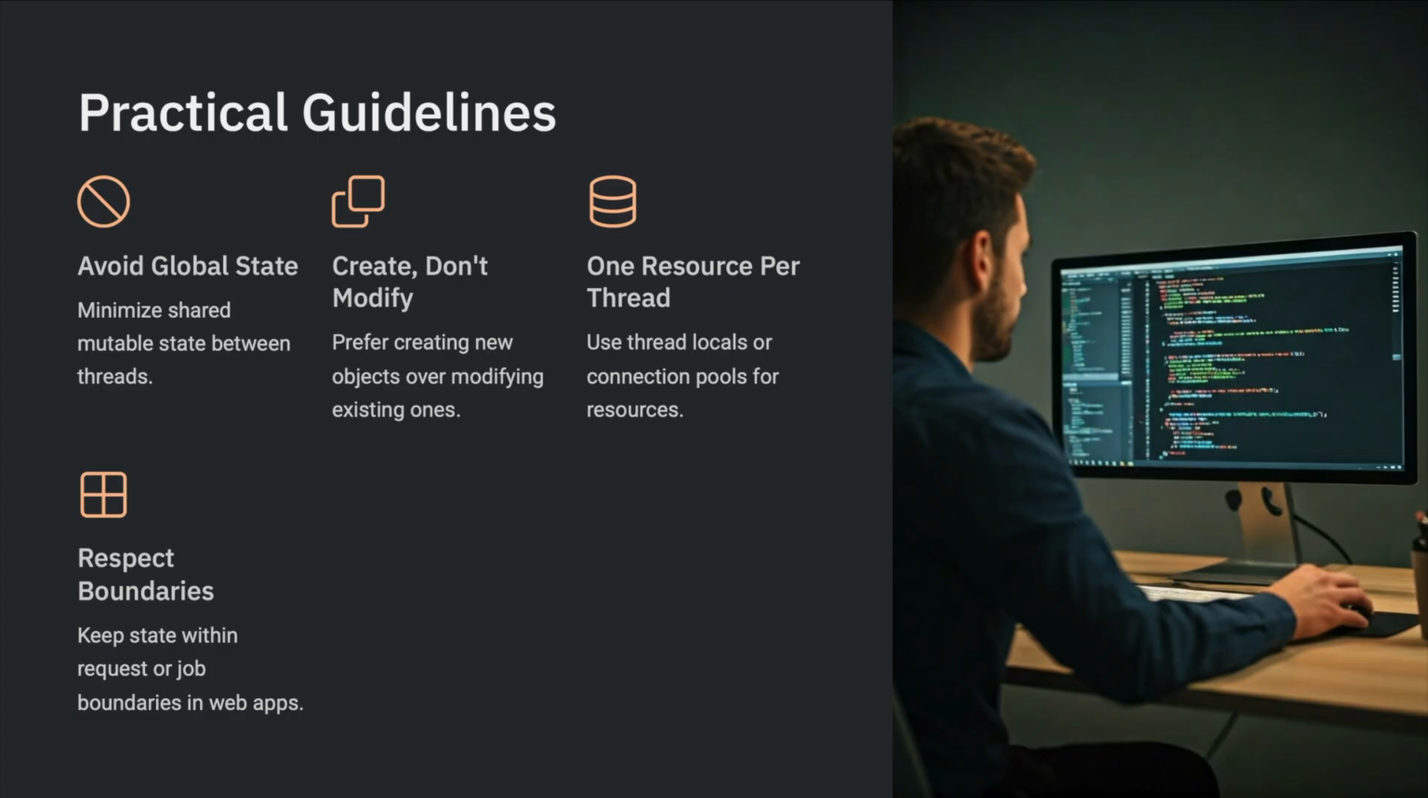How does this play out in the real world, like in a Rails app or Sidekiq for background jobs? The key concept there is the boundary. In web servers like Puma, each request usually runs in its own thread. The request is the boundary.